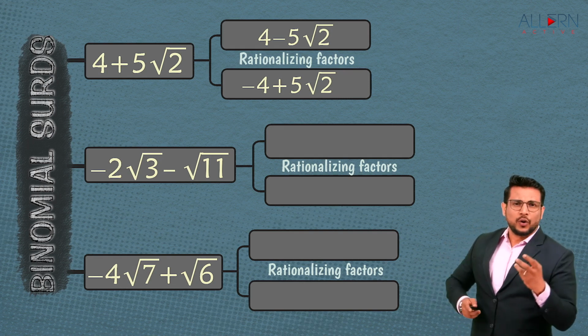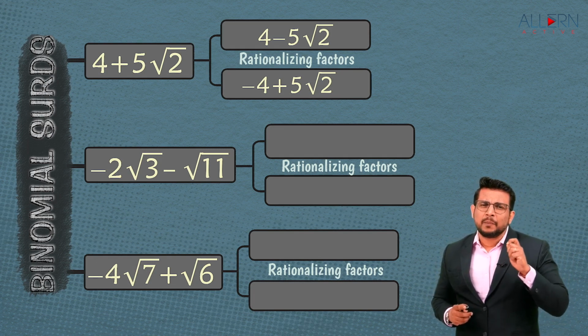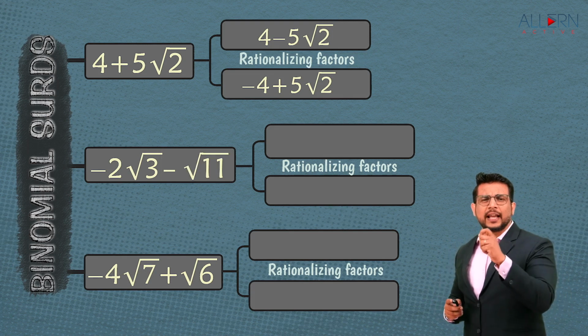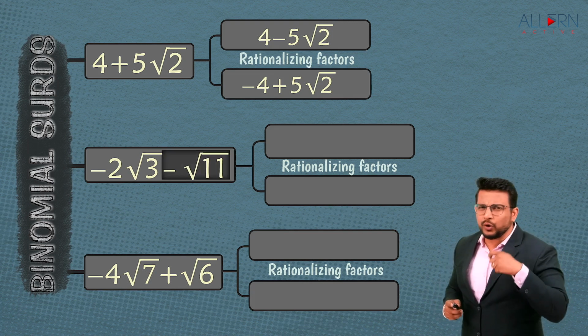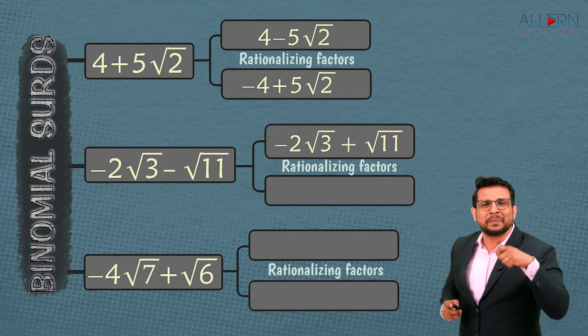Superb. So let's go to the next one. What is that? Minus 2 root 3 minus root 11. You will say, let me change the sign of root 11. It is minus, so I want to make it as plus. So what do we get? What is the rationalizing factor? That is minus 2 root 3 plus root 11.